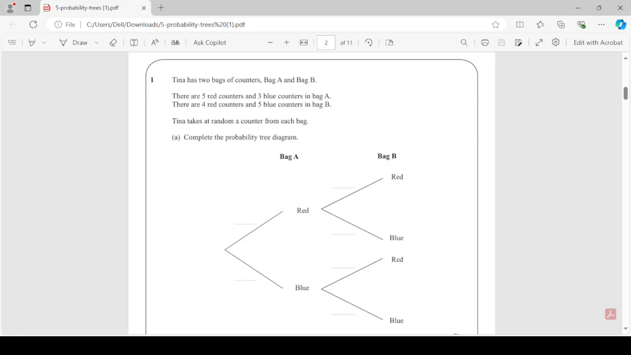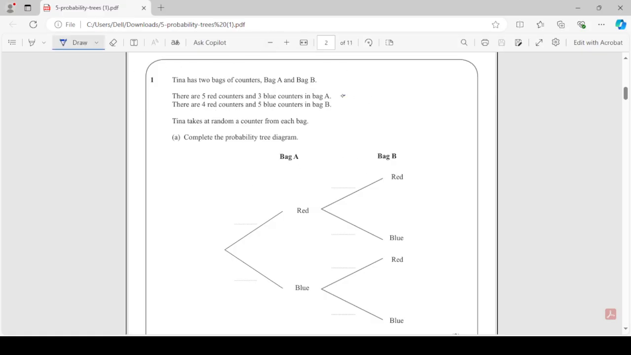Question number 1. Tina has 2 bags of counters, bag A and bag B. There are 5 red counters and 3 blue counters in bag A. There are 4 red counters and 5 blue counters in bag B. She takes at random a counter from each bag. Complete the probability tree diagram.